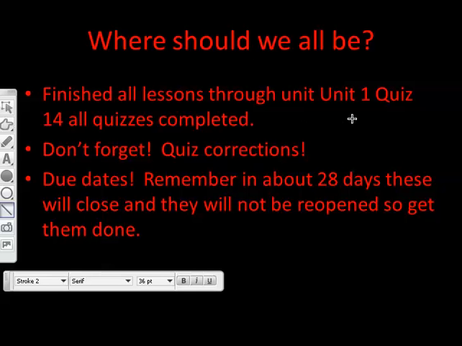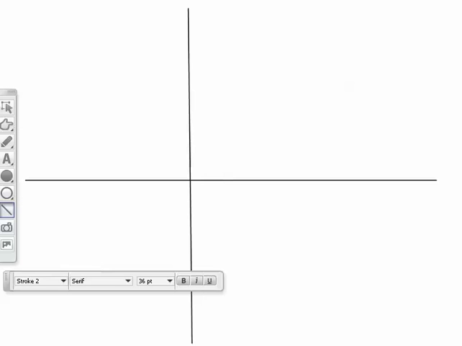Where should you all be? Just catching you all up, we're at lesson 15 right now, so you should be through all the quizzes through quiz 114. Don't forget to do those quiz corrections if you need to. They do add points to your grade, and it will help you, okay? If we go too far, the due dates start closing. You won't be able to get back to them, so make certain you're getting them done. Do not delay, okay?